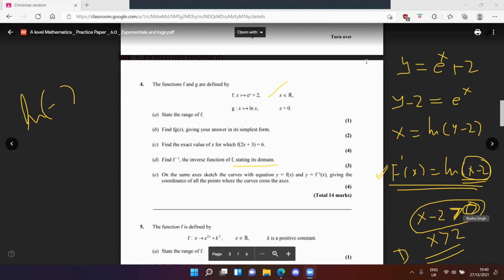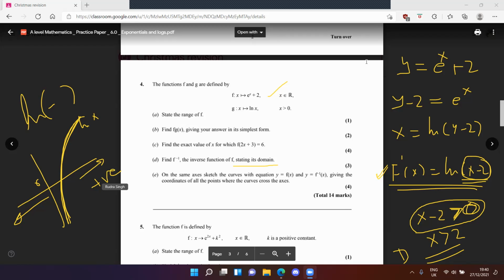Okay. If you remember the graph of log x, it's like this. So this is ln x. You'll see there's no graph for the negative values of x. It's only for positive values of x. This side only, positive values. Because a log of negative numbers are not defined.